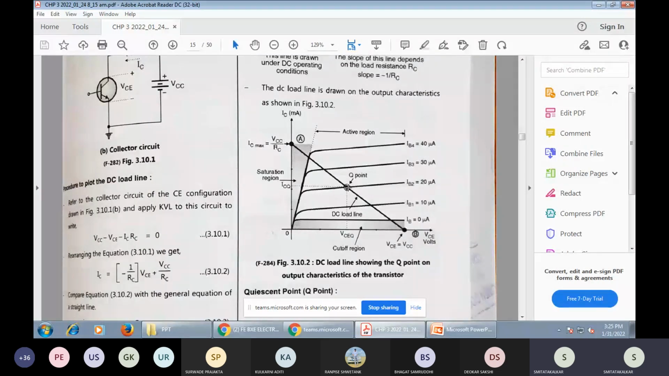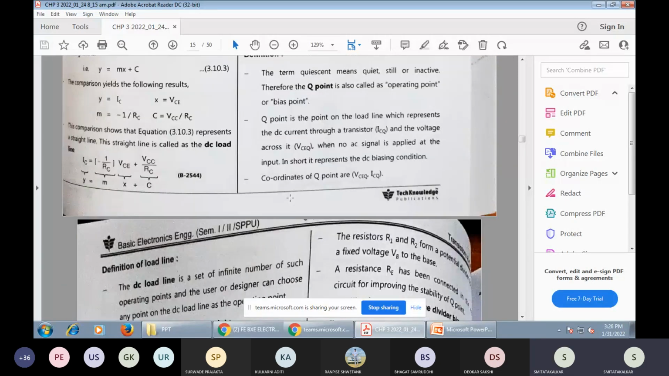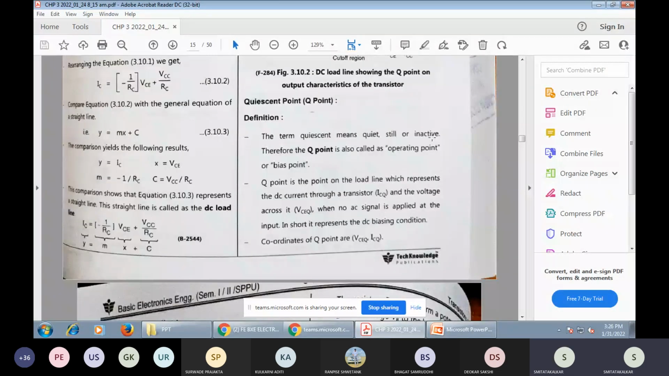Find out here the slope: IC max, and here VCE. Collector current is maximum, and that equation is equal to VCC divided by RC. And if the collector voltage is maximum, that is directly equal to VCC. On the DC load line, you can find the center. That point is known as the Q point. The Q point is a point that is still quiet, inactive. That point is known as the biasing point.